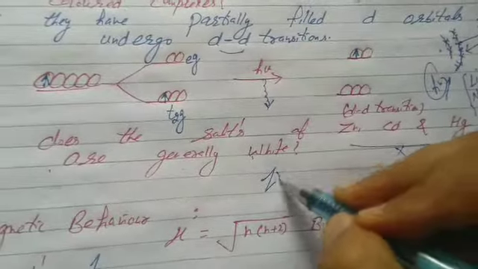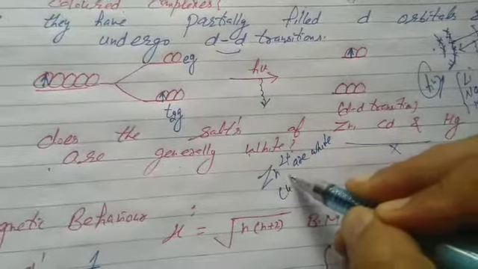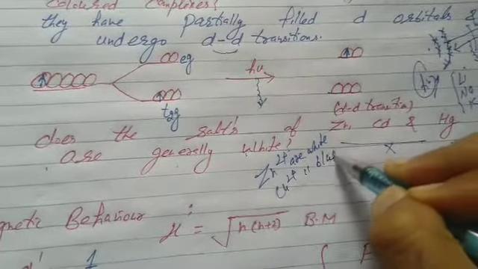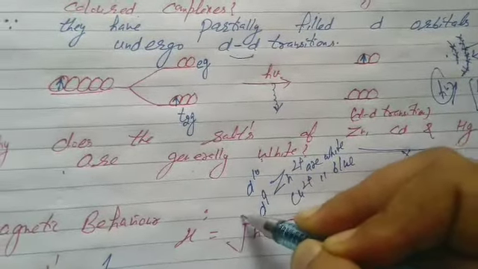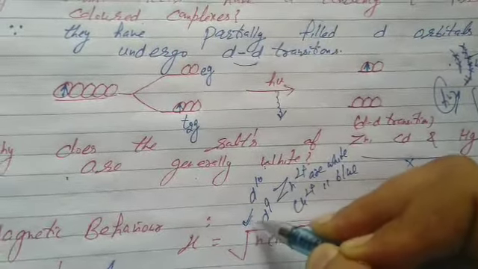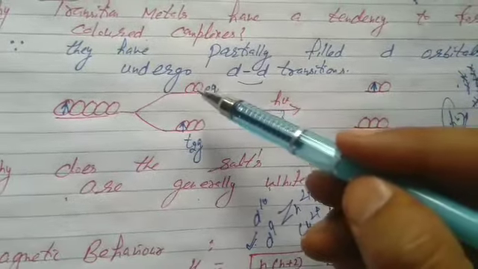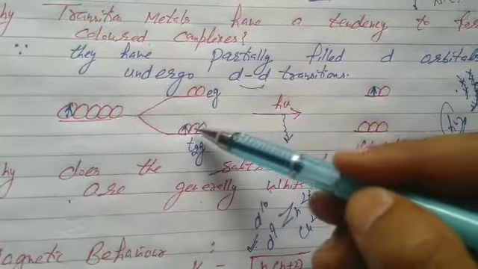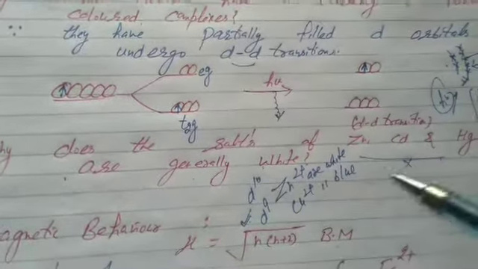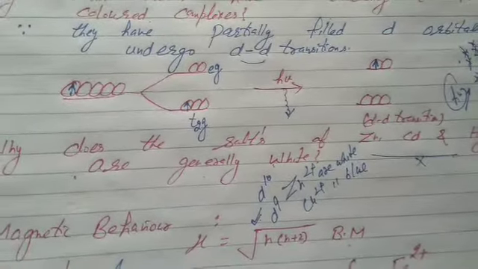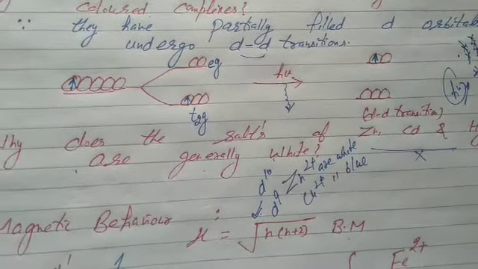Zinc 2 positive salts are white, while copper 2 positive salts are blue. Again, zinc 2 positive is d10, copper 2 positive is d9. It is clear d-d transition takes place in d9. In d10 configuration, it will not happen. In d10, the eg level is paired, 1, 2, 3, 4, 5, 6, 7, 8, 9, 10. If the eg level is paired, this phenomenon will not happen. Copper 2 ion has a partially filled d subshell. Hence, it undergoes d-d transition, while zinc 2 positive ion does not undergo d-d transition.